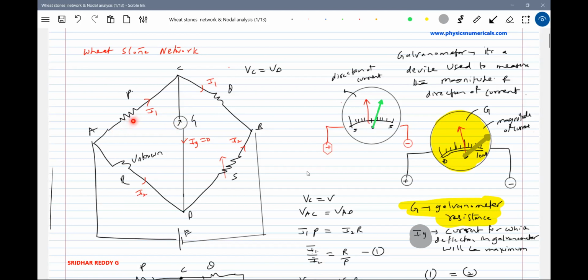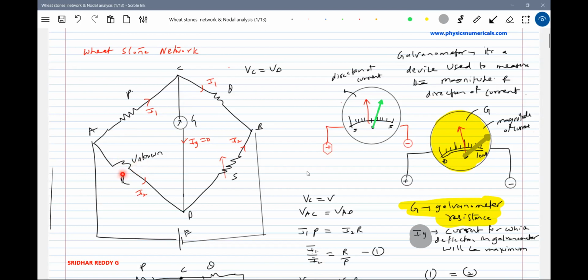Okay, now I have 4 resistors. So these are the known things. P, Q, and S are known. The unknown resistance is what I'm going to connect here. So what is this one? Why do we use a Wheatstone network? To find out the resistance of any wire or a body.